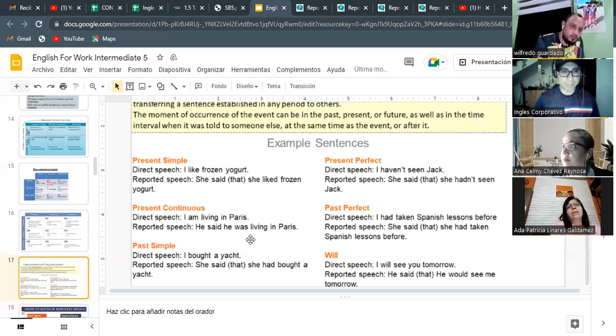So that is a very good example. I am living in Paris. He said, in simple past, that part is simple past. He said he was living in Paris. Remember that you can use that, that is optional, right? For that, we're going to check some other rules in the future. But he said he was living in Paris. So remember, we are going to change the present continuous to past continuous. Do you have any questions with the second option?